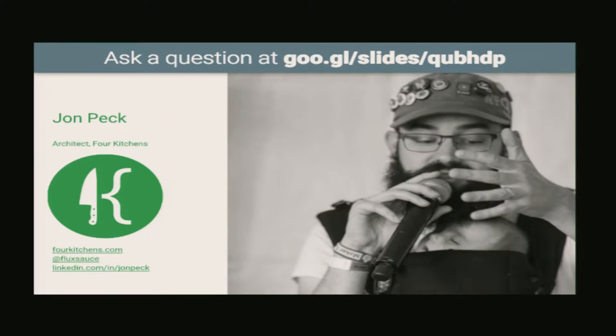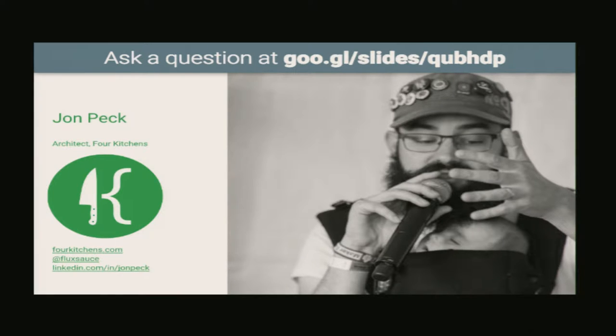So my name is John Peck. I'm an architect at Four Kitchens. I've been working at Four Kitchens for about 2.5 years. I've been working in Drupal for several years. Prior to Four Kitchens, I worked at Pantheon Systems as a senior customer success engineer. I've worked on a number of very large sites, and we've been focusing mostly on publishing sites, which is going to be the crux of this presentation. What we're going to be talking about is applicable not only to publishing, but usually just large websites in general.